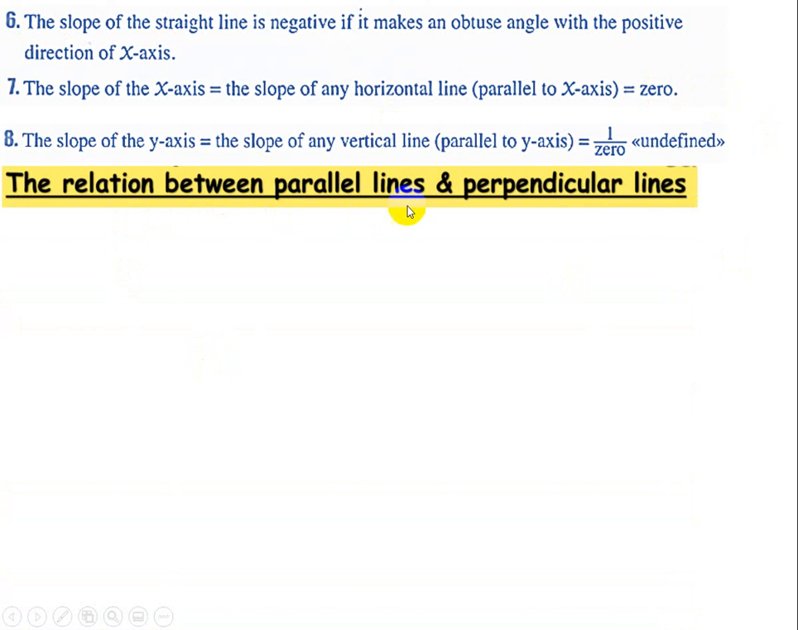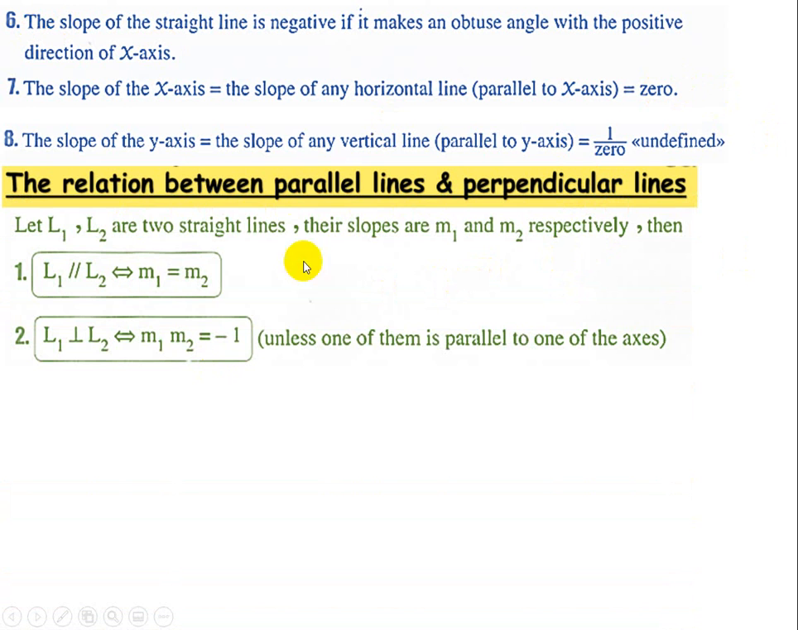The relation between parallel lines and perpendicular lines. If L1 and L2 are two straight lines, then their slopes are m1 and m2 respectively. If line 1 is parallel to line 2, then m1 equals m2. If line 1 is perpendicular to line 2, then m1 times m2 equals negative 1, unless one of them is parallel to the x-axis.